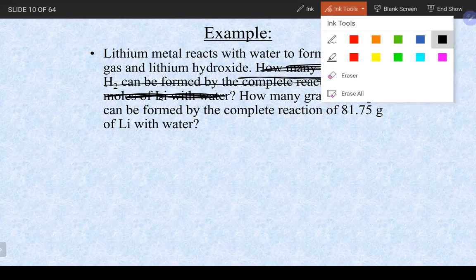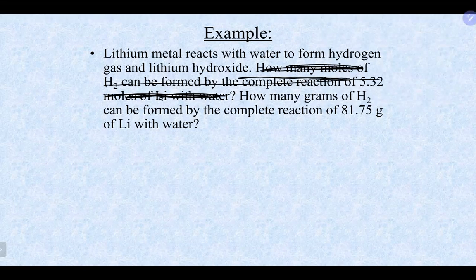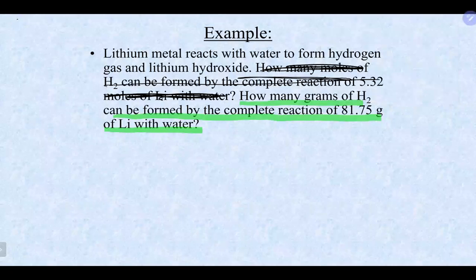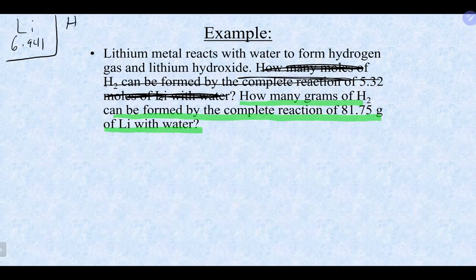If you read 1.75 grams of H2, clearly it's the same equation that we just used. Same one that we started with. Let me give you some numbers that might be helpful here. Lithium from the periodic table is 6.941. Hydrogen 1.008. Oxygen 16. I think that's everybody, I believe.